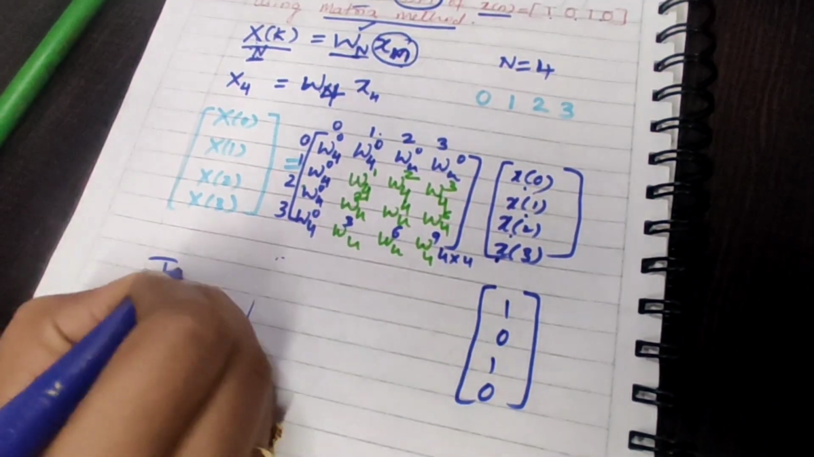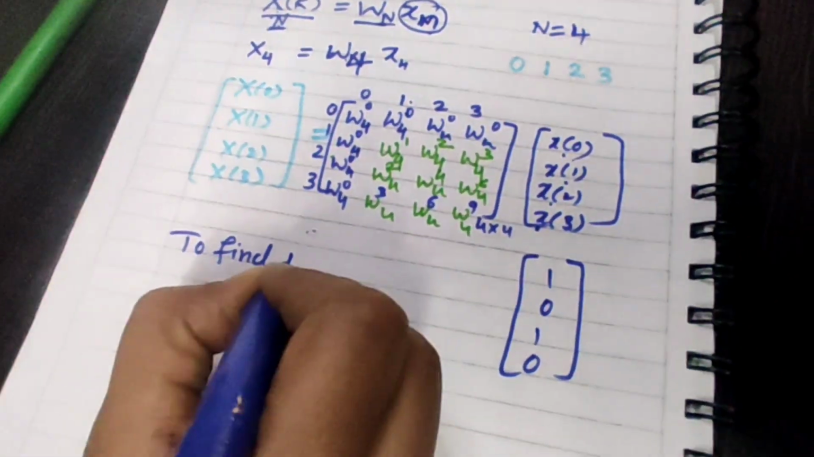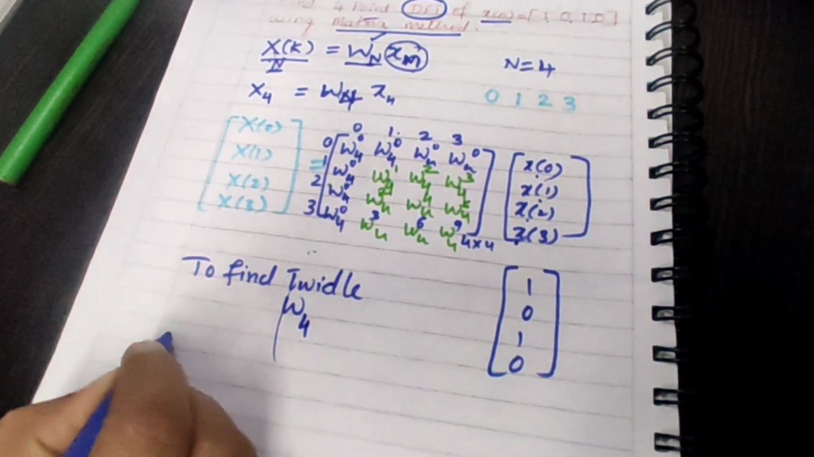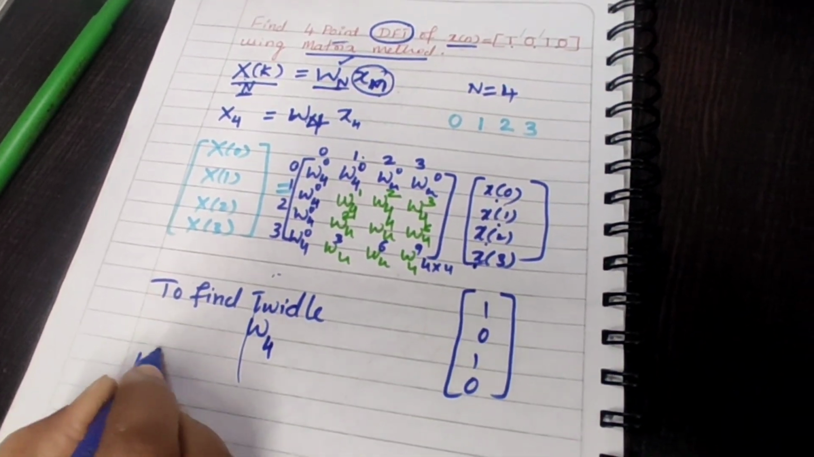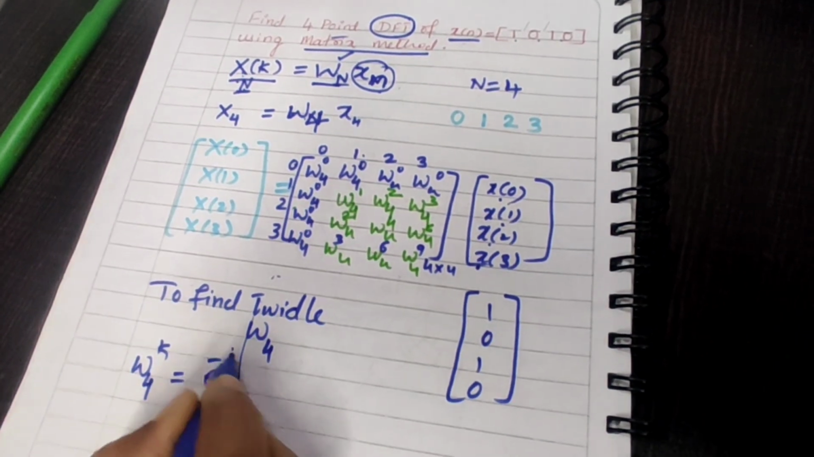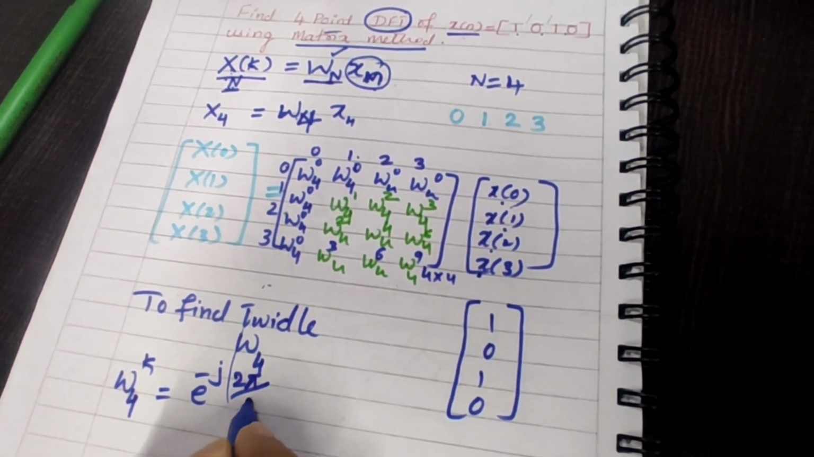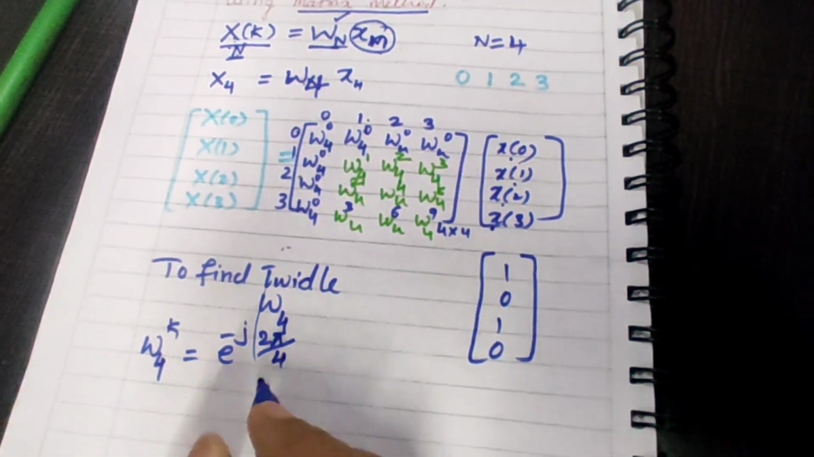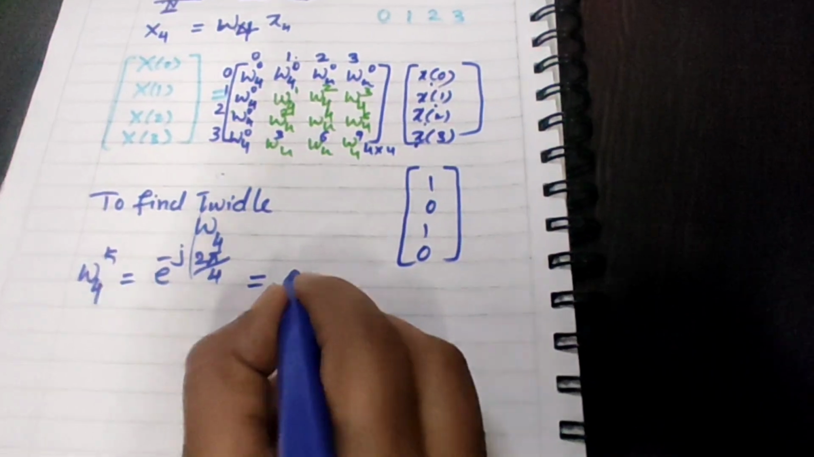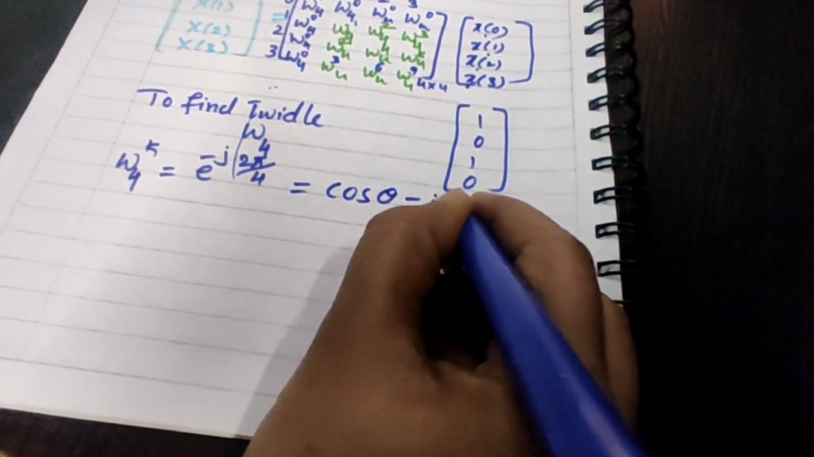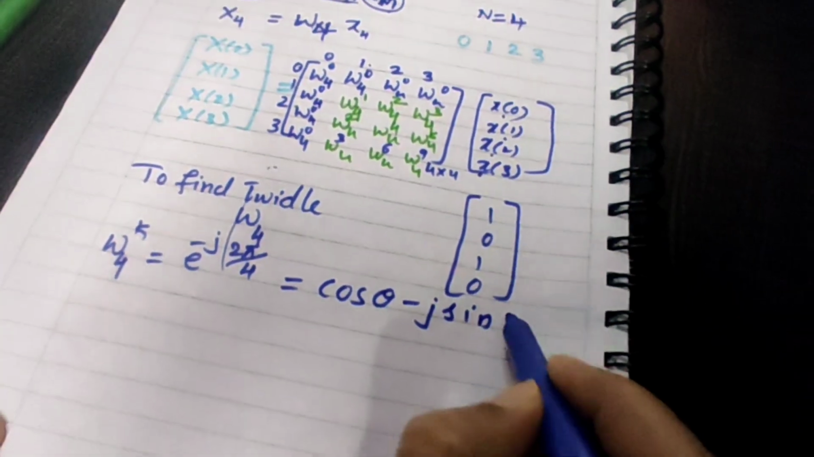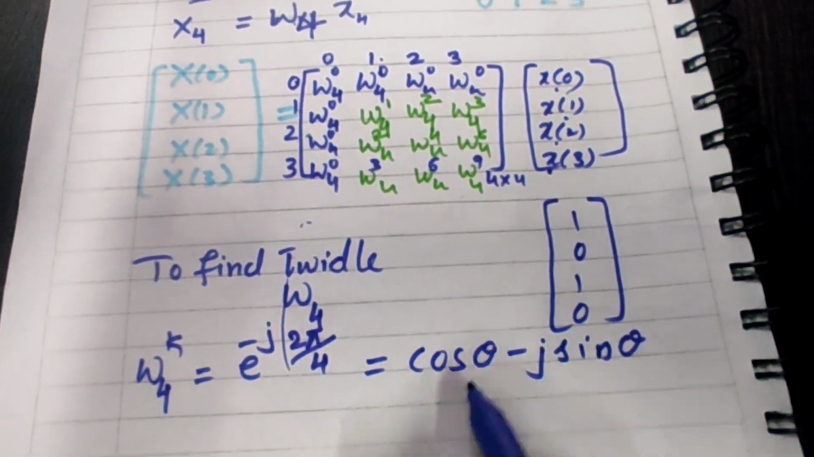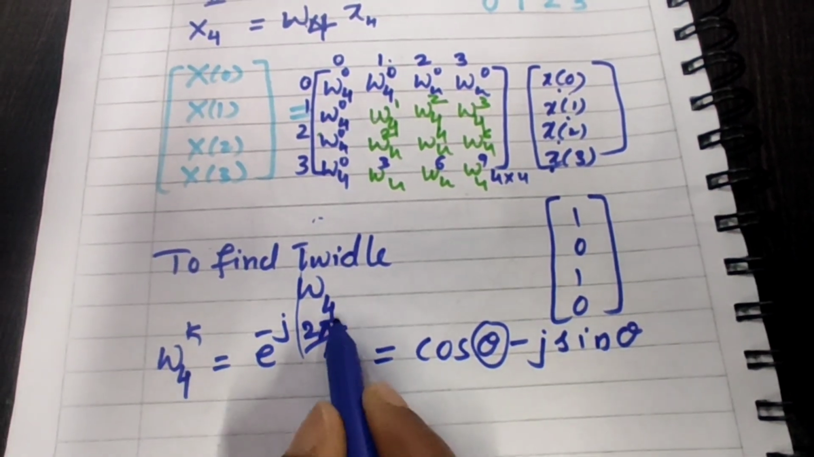To calculate the twiddle factor, which we call W or omega, it is indicated as W4 raised to k, which is equal to e raised to minus j 2 pi by N. Now in place of N we have 4, so e raised to minus j 2 pi by 4. This can be expressed in terms of cos theta minus j sin theta, where theta is minus 2 pi by 4.